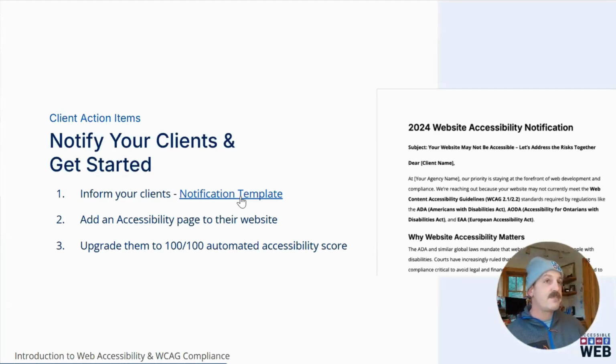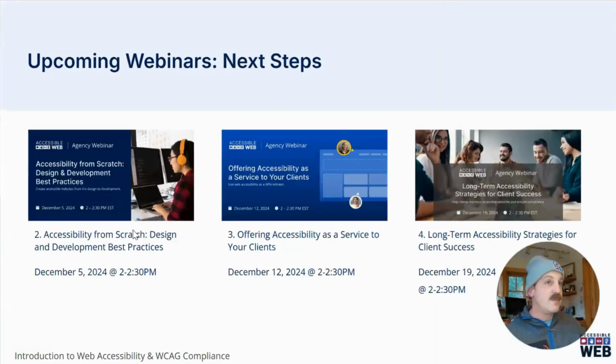And then the customers that say they want to move forward, this is where you might give them that initial quote for the accessibility page, plus how to get to a 100 of 100 score quickly. And then from there, I would recommend having a conversation with them. There's a couple different paths forward from here, which gets us into the next webinars.